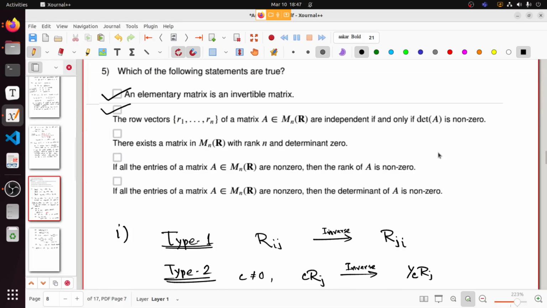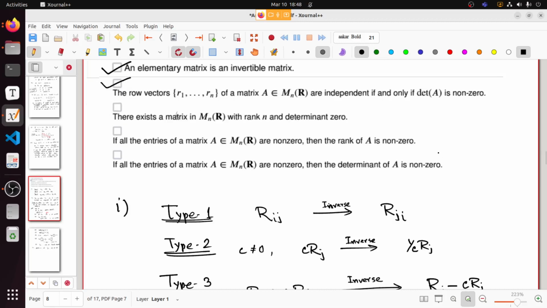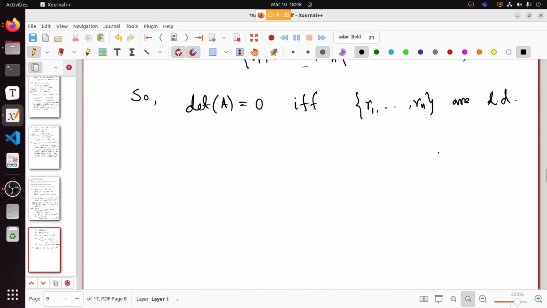Now let's come to option number 3. What it is saying: there exists a matrix in MnR with rank n and the determinant is 0. So can there be a matrix in MnR so that the rank of that matrix is n but the determinant of A is 0? There cannot be, right? Rank of A is n means it is invertible, so the determinant should be non-zero, right? So this option is false.